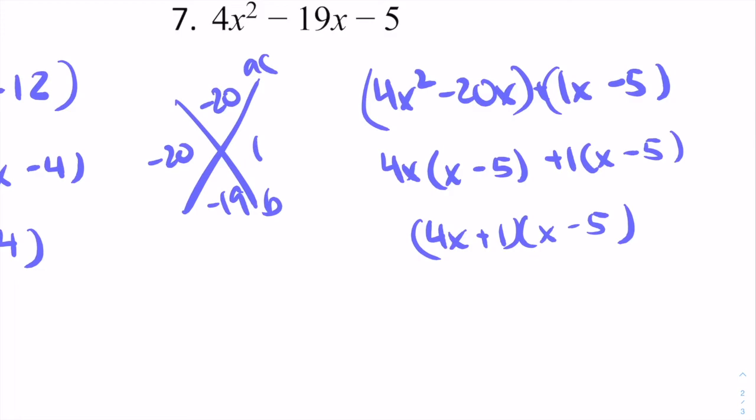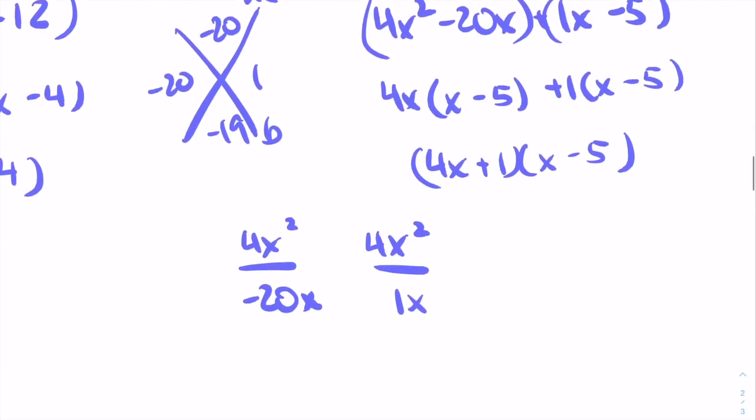Shortcut way. So you have 4x squared over negative 20x. You have 4x squared over just 1x. So if I were to simplify this, 1 and 5, so you have x minus 5. Simplify that, and 4x plus 1.